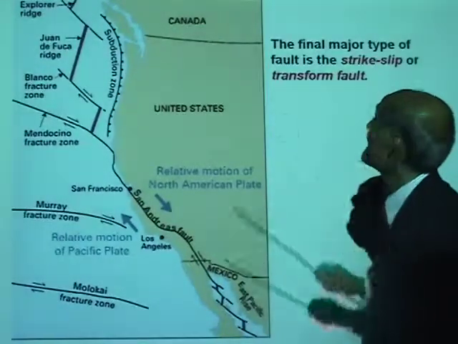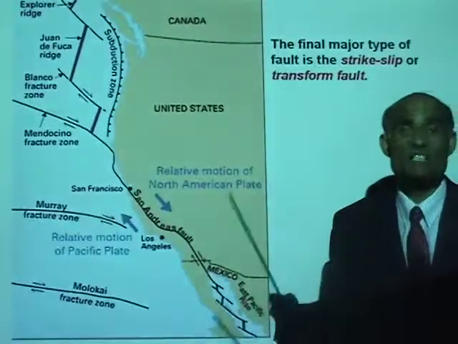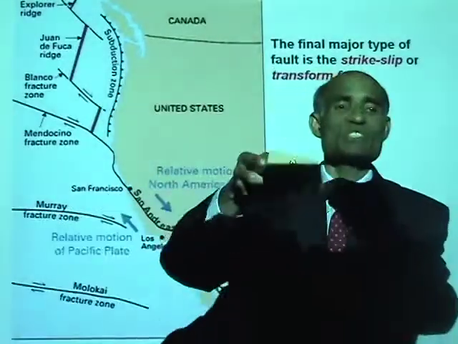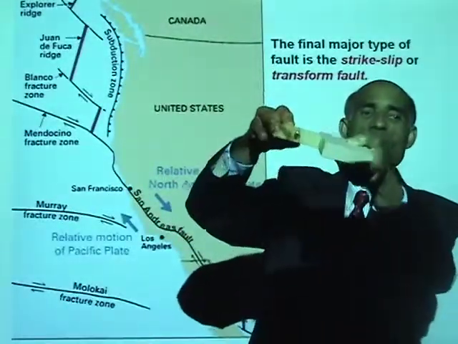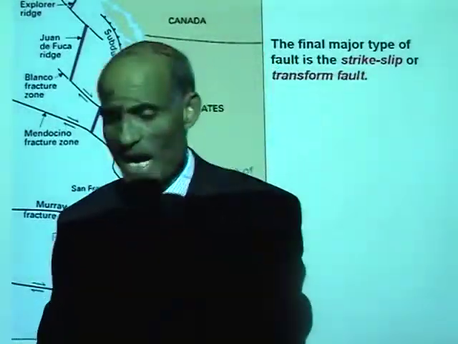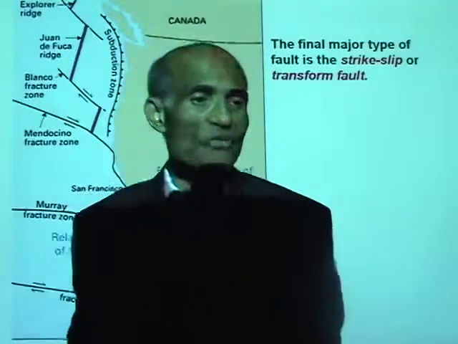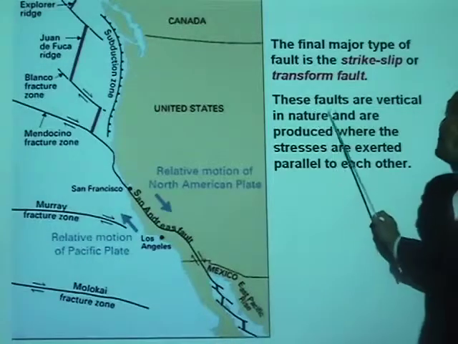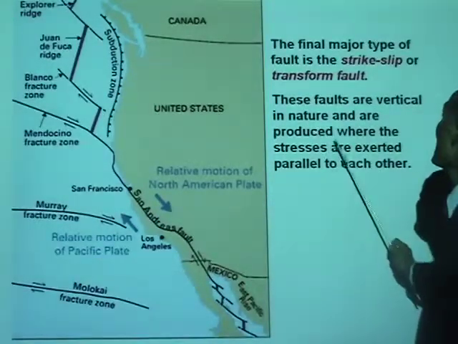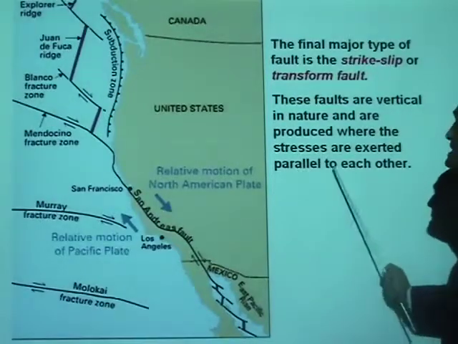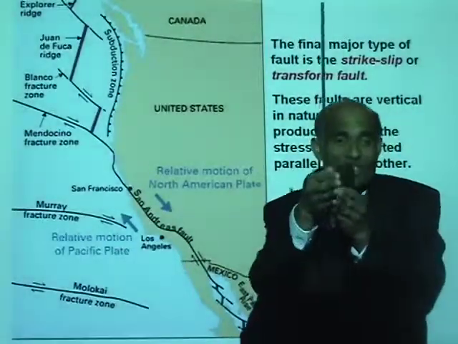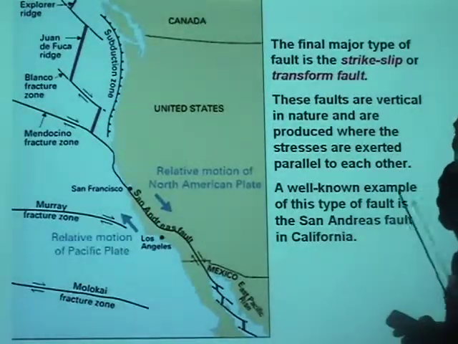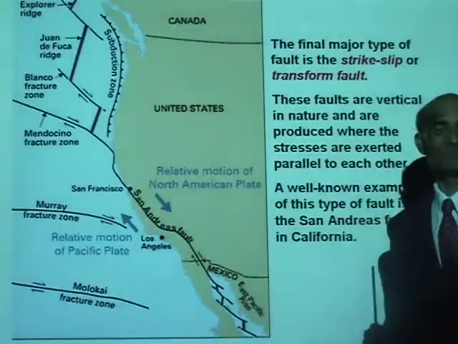Now, the final major type of fault is called a transform fault. And a transform fault occurs where the rock pieces slide past each other. You see, the two pieces slide past each other. And one great example of a transform fault is this along the California coast. So these faults are vertical in nature and are produced where the stresses are exerted parallel to each other, sliding against each other. A well-known example of this type of fault is the San Andreas fault in California.